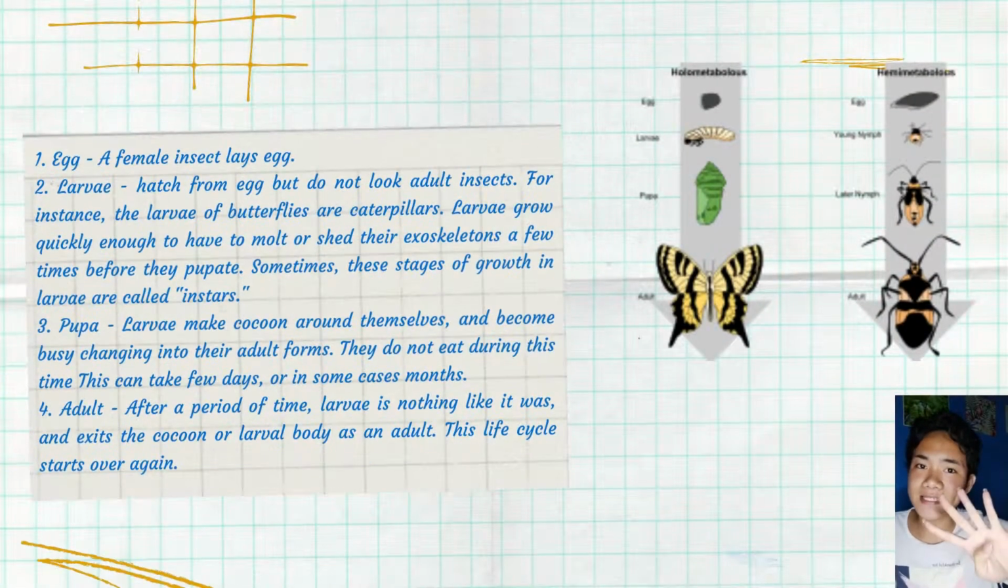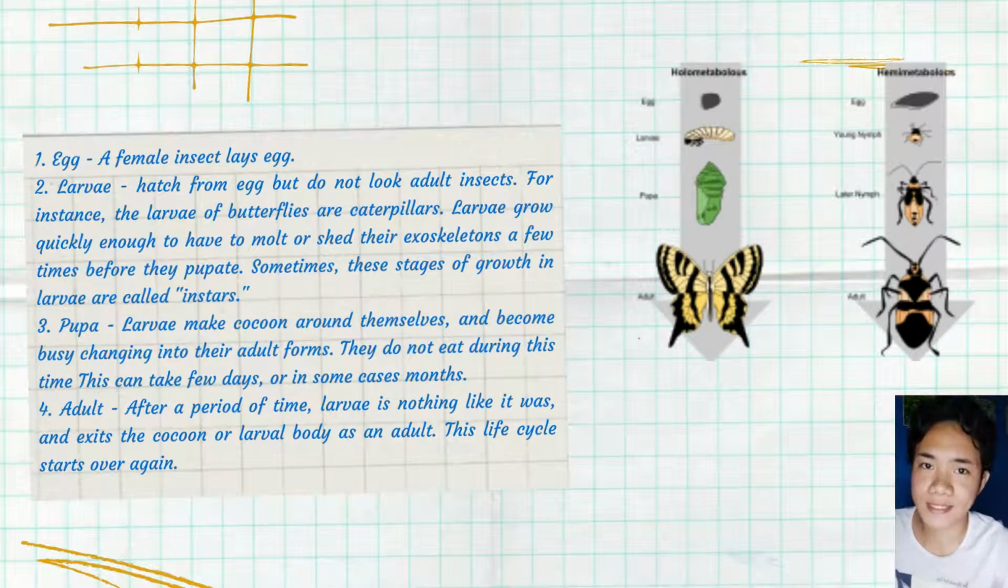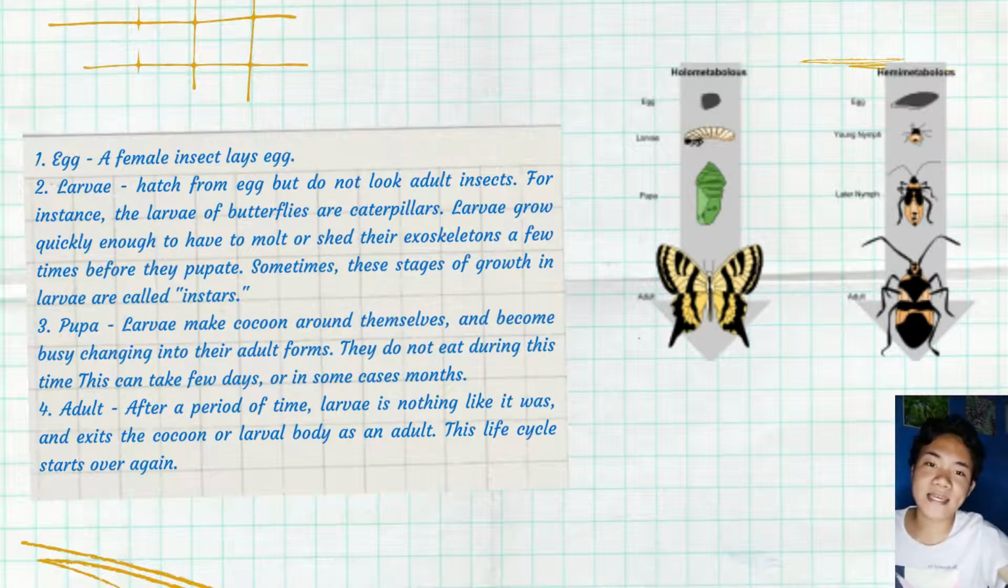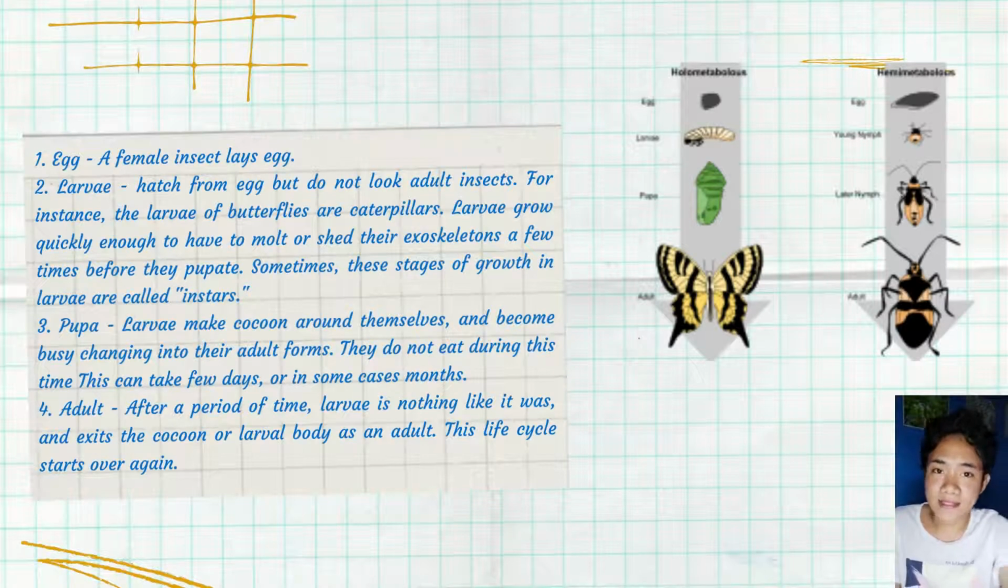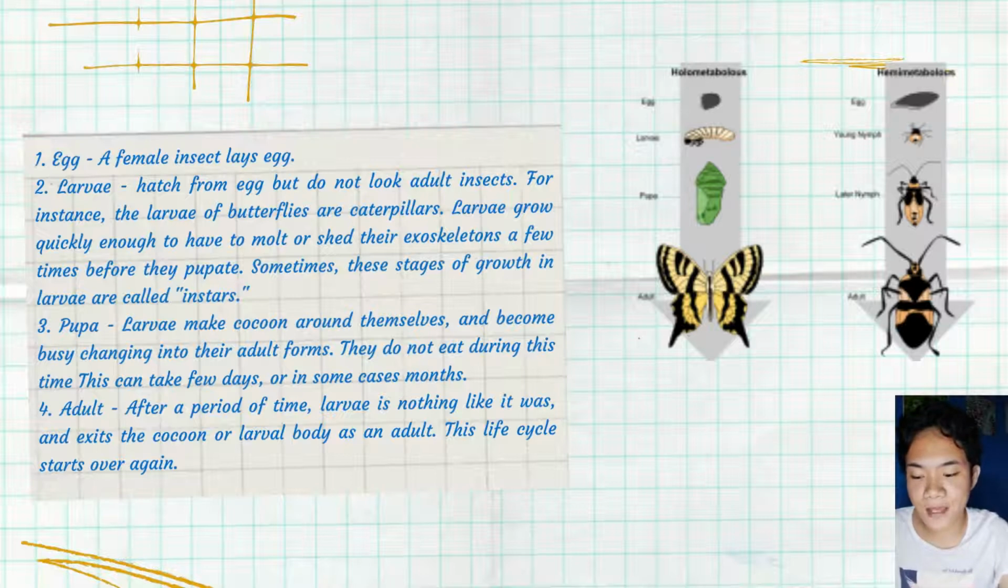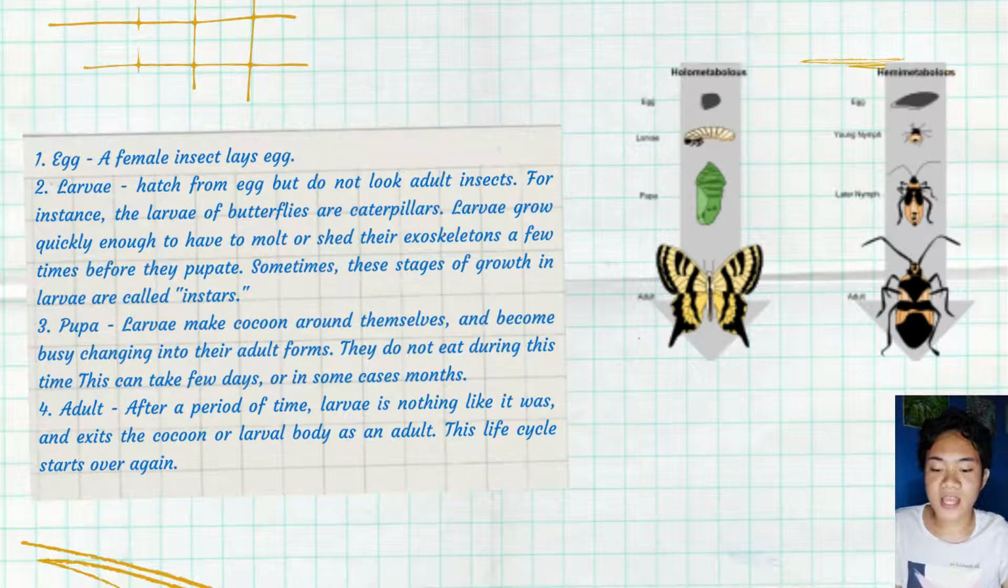So these are the 4 stages of complete metamorphosis. First is egg. A female insect lays eggs. Second is larvae. They hatch from eggs but do not look like adult insects. For instance, the larvae of butterflies are caterpillars. Larvae grow quickly enough to have to molt or shed their exoskeletons a few times before they pupate. Sometimes these stages of growth in larvae are called instars.